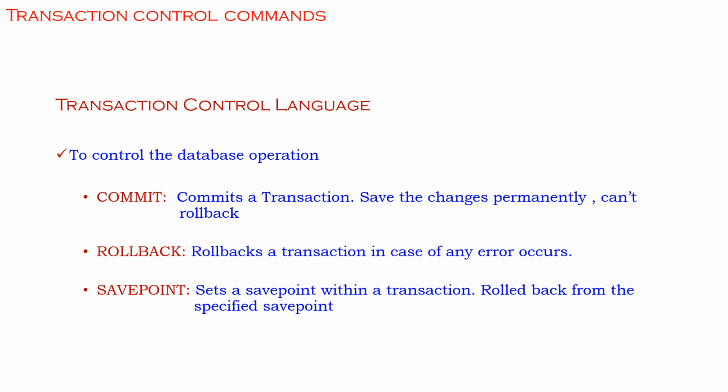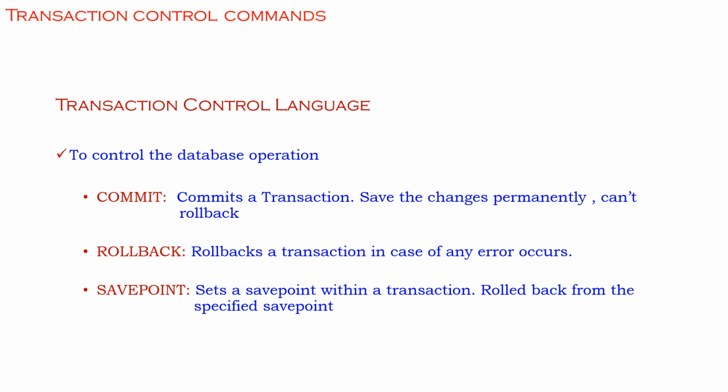Commit is to commit a transaction, that is, save the changes permanently, and we cannot roll back. That is, we cannot go to the previous state from before the occurrence of the transaction. Whereas rollback is to roll back a transaction. If during my transaction any failure or error has occurred, then I can roll back a transaction and go to my previous state where I was before starting my transaction.